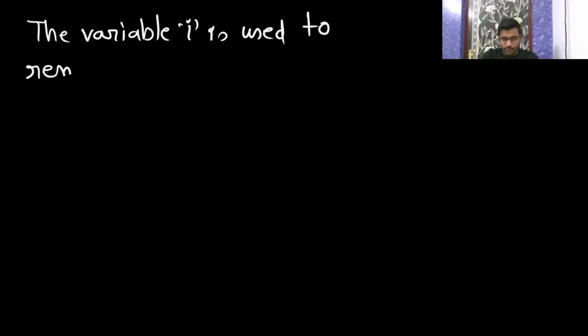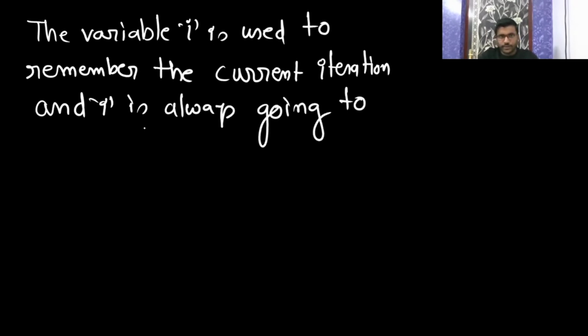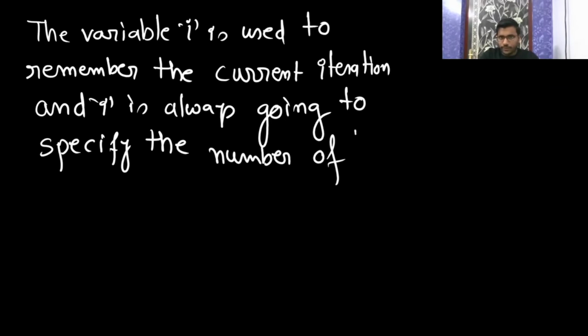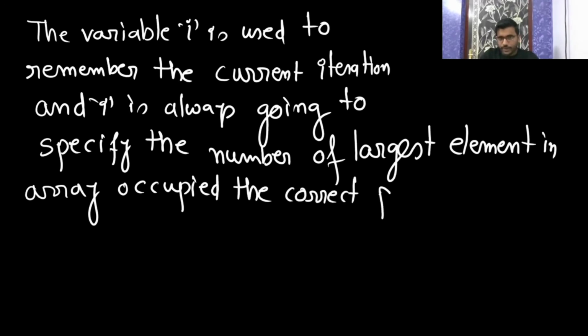So here the variable i, this is the explanation of the code. The variable i is used to remember the current iteration, and i is always going to specify the number of largest elements in the array that have occupied the correct position. See, if you miss anything in this slide, then you can let me know.